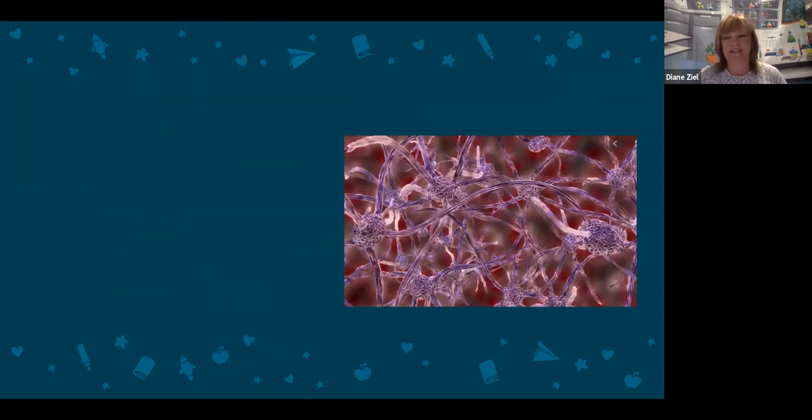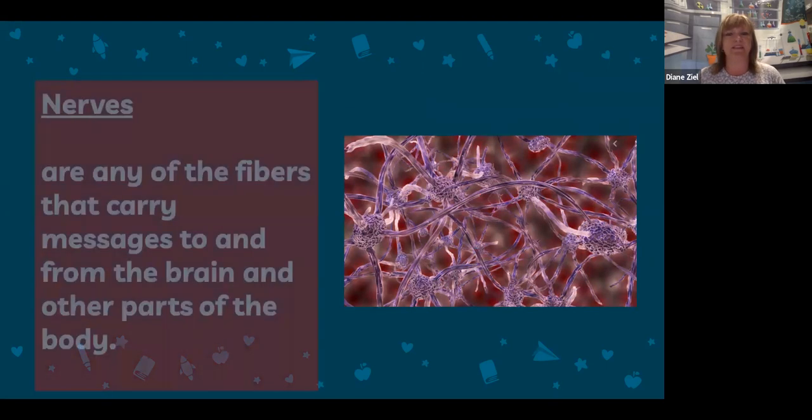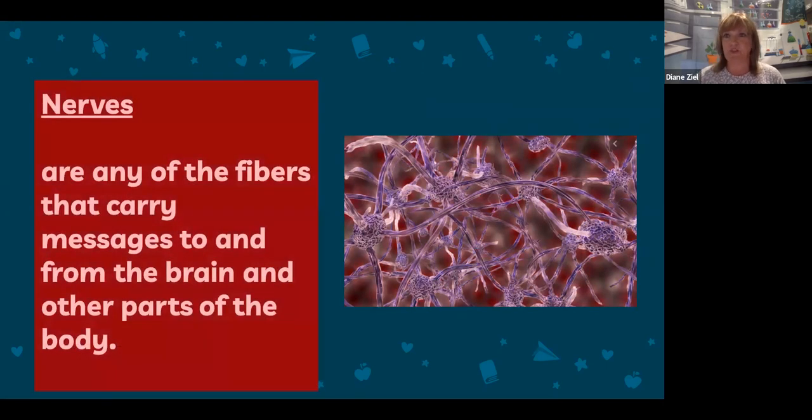What is this an example of? This intertwined web, and this web occurs across our whole bodies. If you said this is an example of nerves, you would be correct. Nerves are any of the fibers that carry messages to and from the brain and other parts of the body.